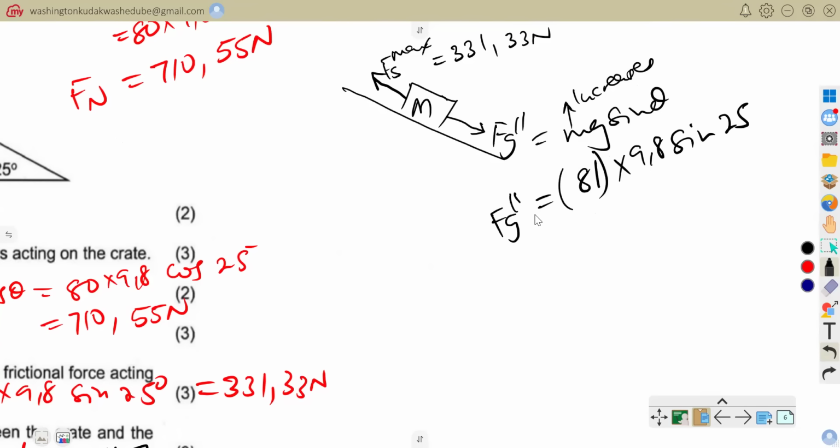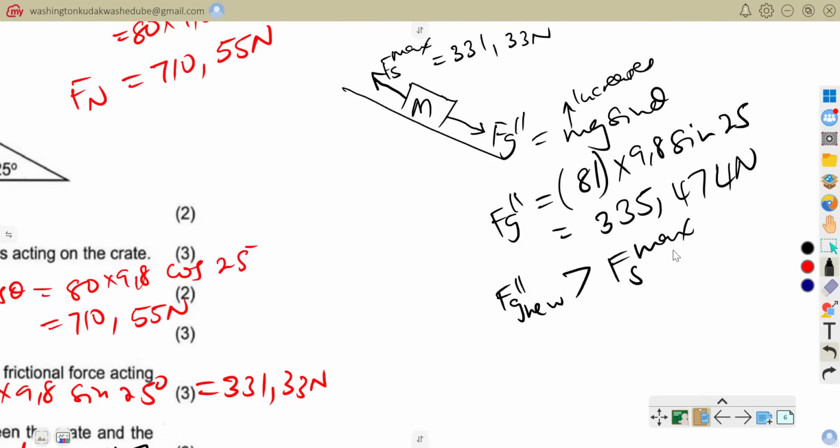That would be Fg parallel. Is going to be equal to what? Let's use that. It would be 81 times 9.8 times sine 25. That is going to give you 335.474 newtons. And you can see that now the new Fg parallel is greater than the what? The static maximum frictional force. Since this is now greater than this, then the object will simply move. So that is the reasoning there.